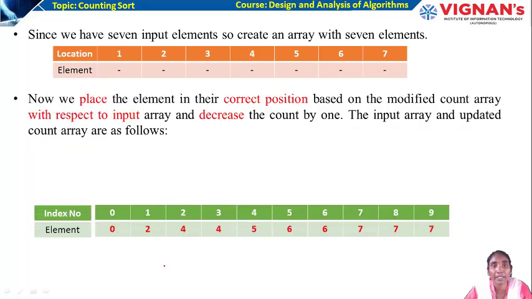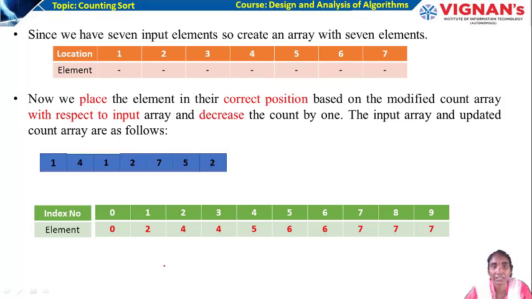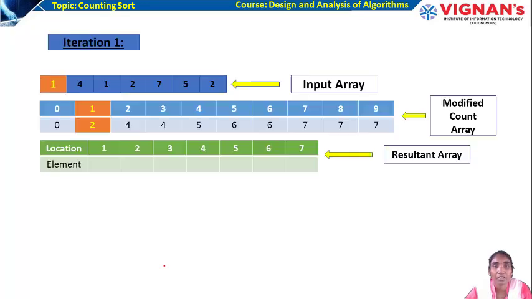Now we have to place each element in the correct position based on the modified count array with respect to the input array. Whenever we place an element in the output array, we have to decrement the value in the modified array. So the input array and updated array are represented. This is your input array 1, 4, 1, 2, 7, 5, 2, and this is your modified array.